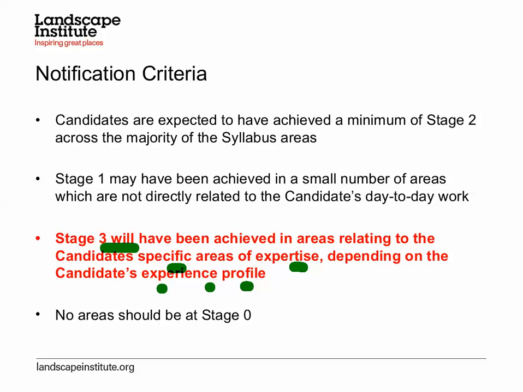So when the syllabus was updated, it was deliberately made a lot more flexible. So it was no longer the idea that one knowledge profile fitted everyone. Now we're going to see some variation in the areas where a candidate has their specialist knowledge, and that's going to make them stand out from other candidates who will have other areas of specialism. Essentially, all candidates must have some stage 3s in their mentor reviews. So let's just move ahead.